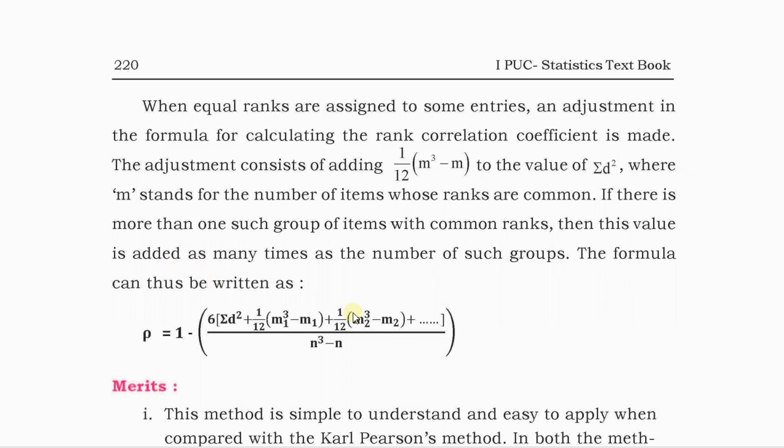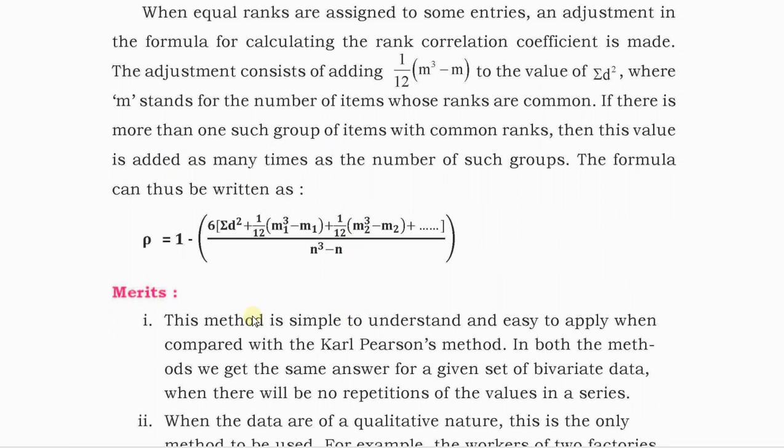The formula thus can be written as, there is a slight change here. Rho is equal to 1 minus 6 into summation of d square, which remains the same, plus, for each repeated item, this constant should be calculated, that is 1 by 12 into m1 cube minus m1 if there is only one item repeated. If there are two items repeated, then the second one will be written as m2 cube minus m2. If another item is repeated, m3 cube minus m3. So like this it goes on extending according to the number of repetitions available in the data.